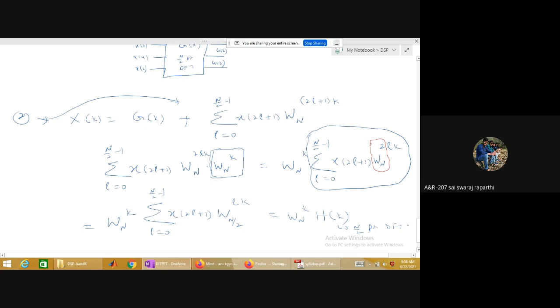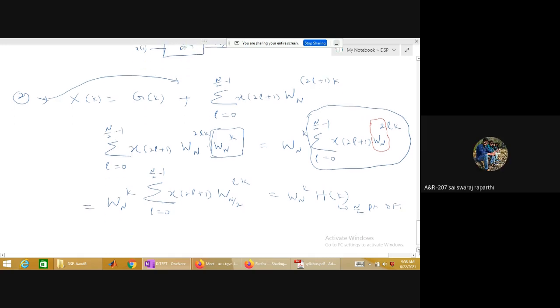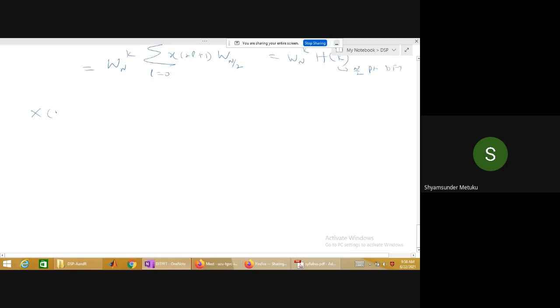Yes, sir. Now my overall x of k I'm telling. My overall x of k is equal to g of k, which is n by 2 point, plus Wn to the power of k into h of k. Can I write this way now? This is the whole one. Yes, sir, we can write. Okay. Only for the second box, can I write it as h of k? It is 1, 2, 3, 4. What are the inputs for this h of k? Odd numbers. That is 1, 3, 5, 7. Very good. Similarly, capital H of 0, capital H of 1, capital H of 2, capital H of 3. Isn't it?